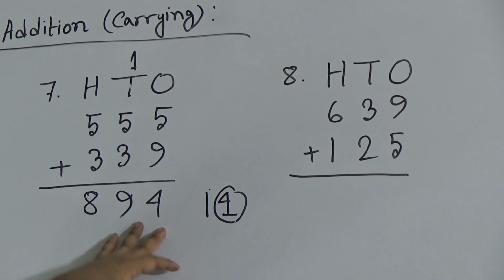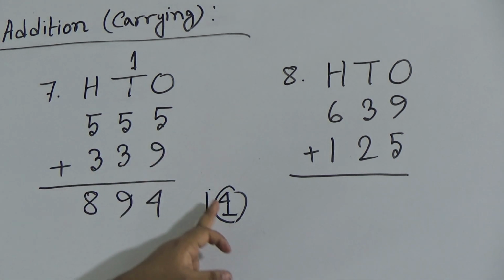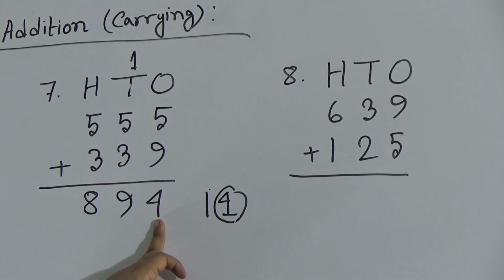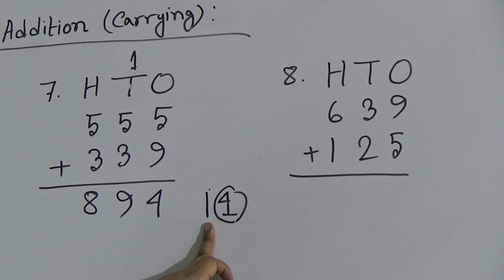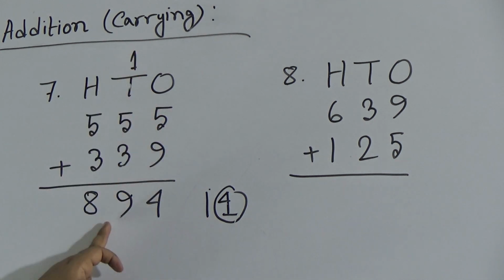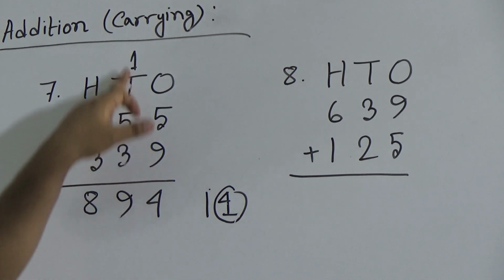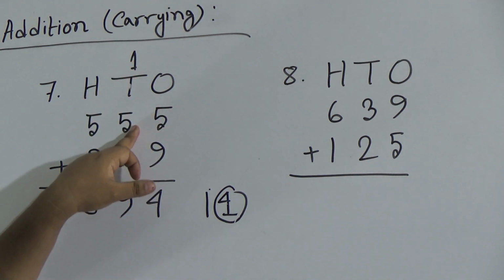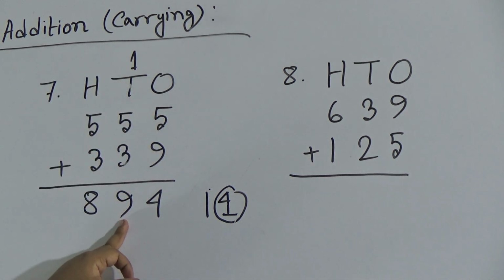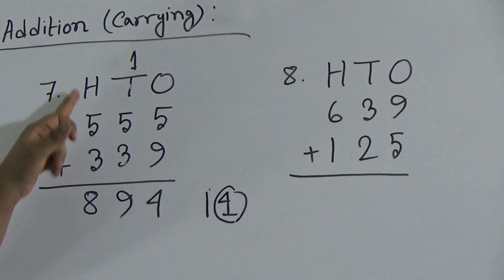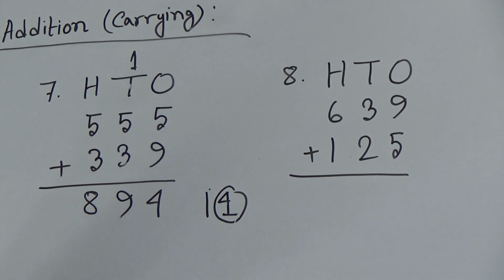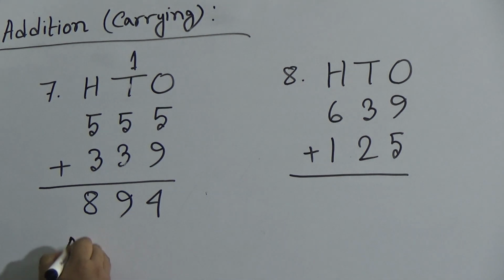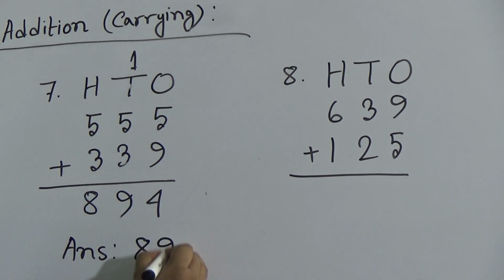Okay, I repeat: 9 plus 5 we get 14. From 14 we write here 4, and this one is carrying. This one is added with this tens place. Now we add 5, 3 and 1. If we add 5 with 3, then we get 8. 8 plus 1, 9. And we add finally the 100 place digit, that means 5 with 3. If we add, then we get 8. I hope you have understood. And our answer is done. Now we shall write the answer: 894. So our first one is done.